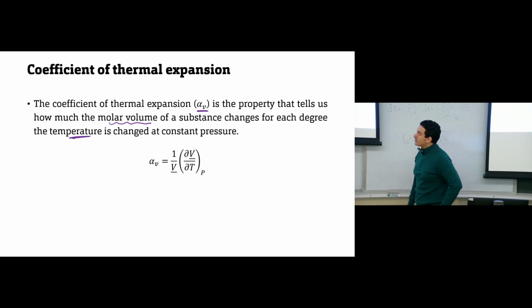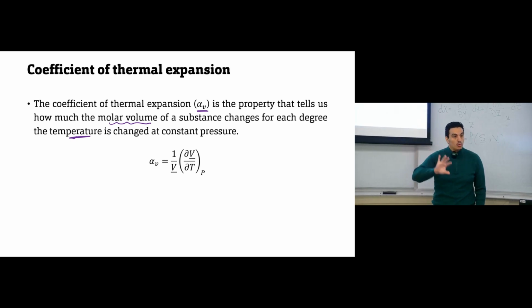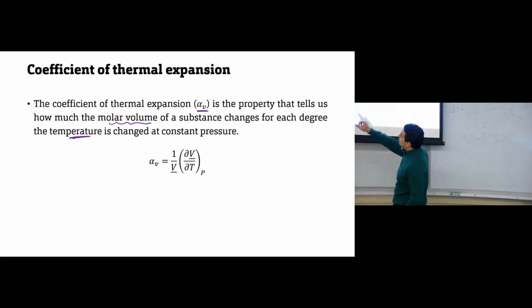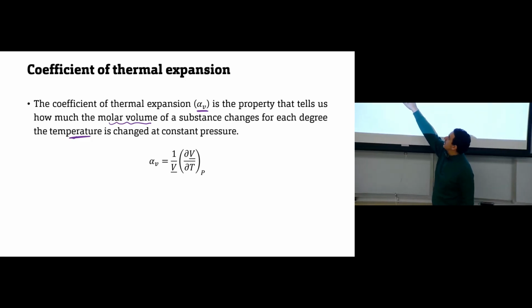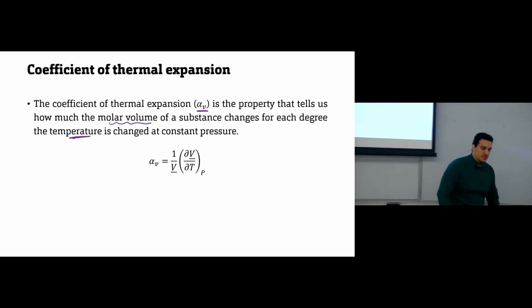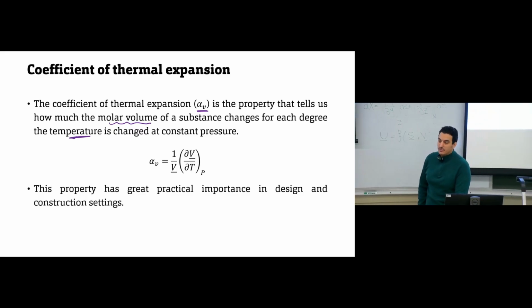So the coefficient of thermal expansion is 1 over molar volume times how the molar volume will change with temperature at constant pressure. So at any time, if you see this partial derivative, dV/dT at constant P, one of the options to replace it is the coefficient of thermal expansion. The coefficient of thermal expansion is a property that we can find, and this property is very important in the design and construction of any equipment.